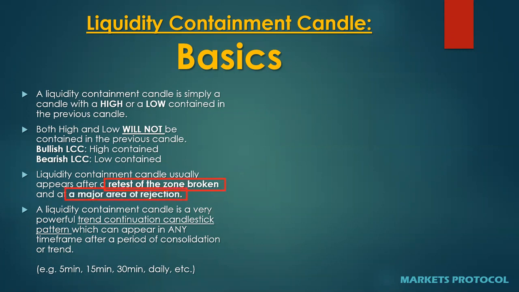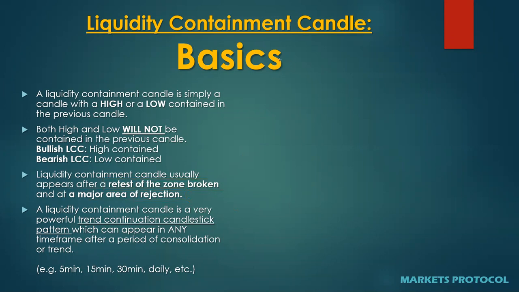Okay, so the past two examples we did, the bullish liquidity containment candle and the bearish liquidity containment candle, were based off a major area of rejection. Okay, we haven't done an example of retest of a broken zone. So let's do an example of a retest of a broken zone.